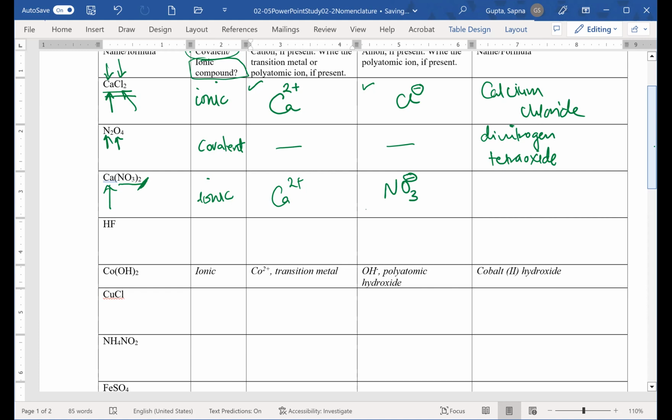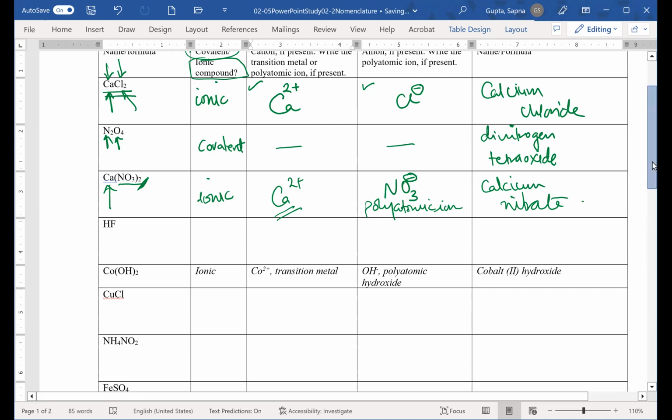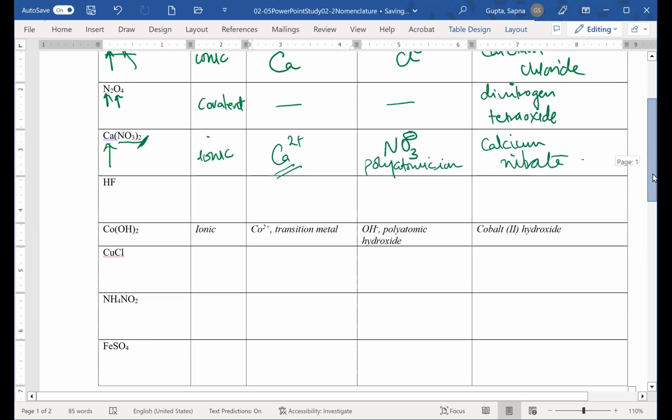So now this is a polyatomic ion. Now for the name, again, metal and just a polyatomic ion, so calcium nitrate. The thing is that this is a main group element. For a main group metal, it is just simple calcium nitrate. Okay, if it was a transition metal, the nomenclature is going to be slightly different, which I will do for you in just a second.